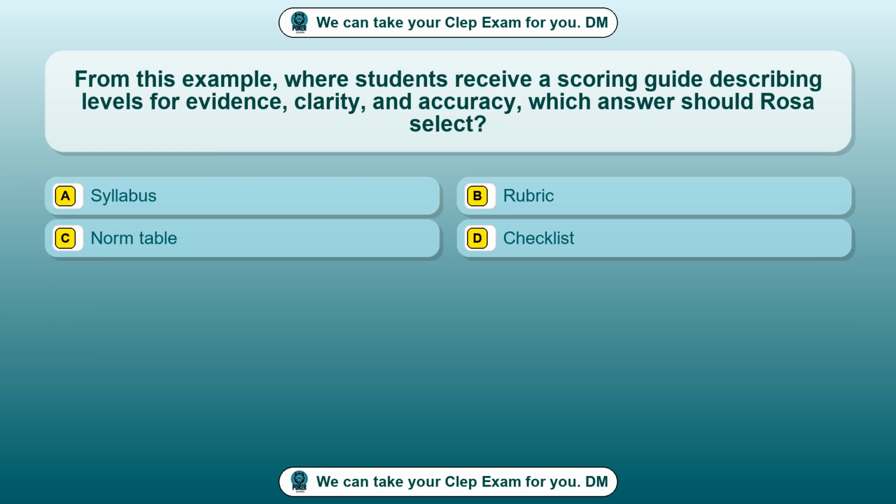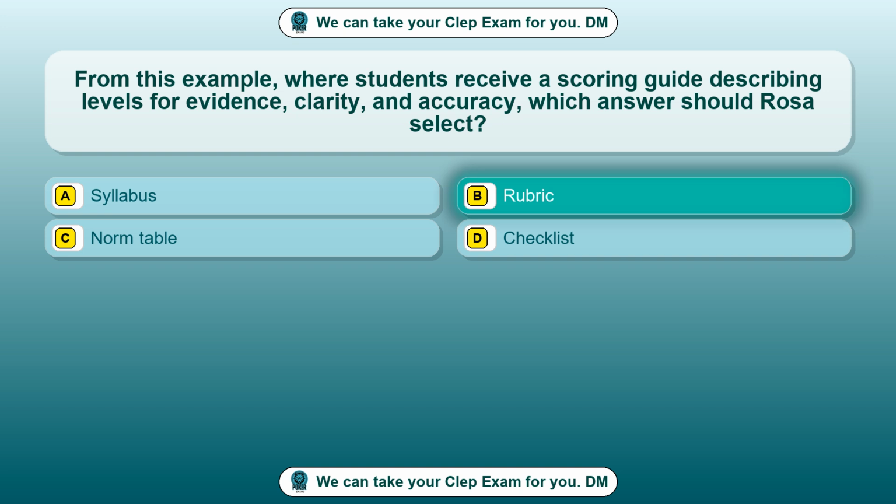Question 60. From this example, where students receive a scoring guide describing levels for evidence, clarity, and accuracy, which answer should Rosa select? Option A, syllabus. Option B, rubric. Option C, norm table. Option D, checklist. The correct answer is option B.